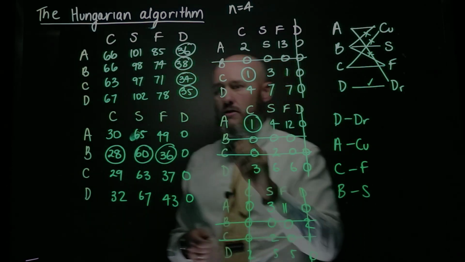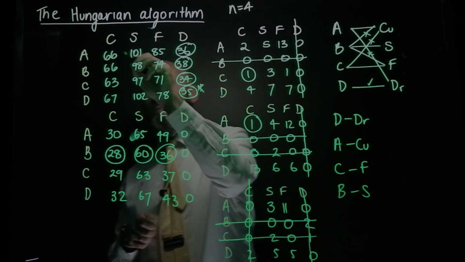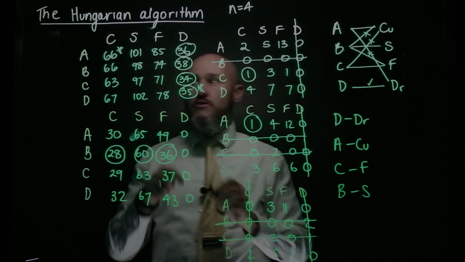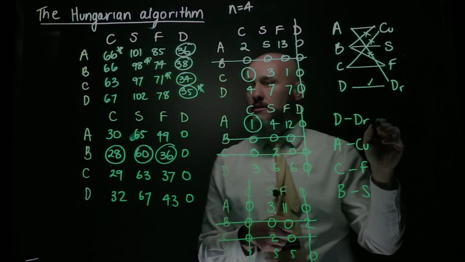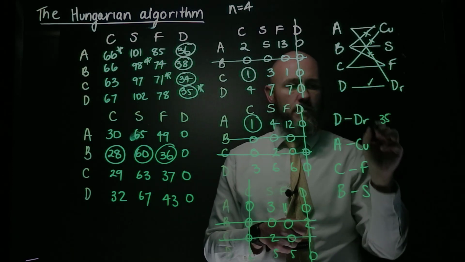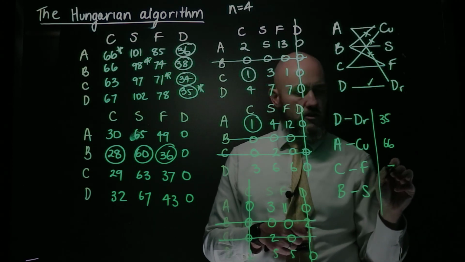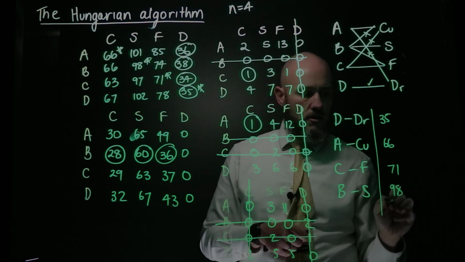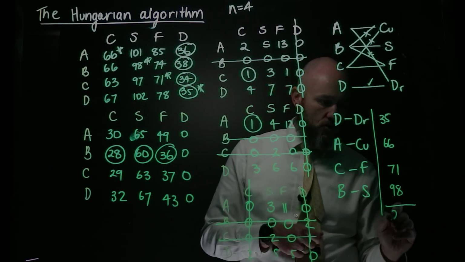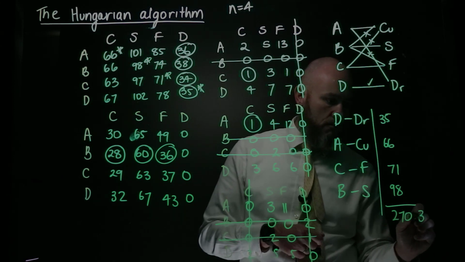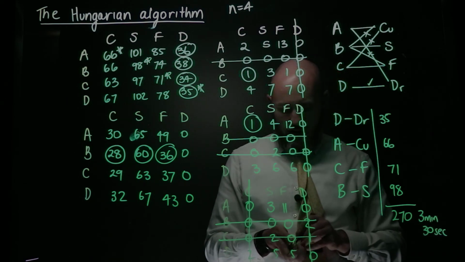So I'm going to do some circling. D is DR, or actually I'll do some starring because I've already done some circling here. A is CU, B is S, and C is F. So I get 35, 66, 90, no that's not, that's 71, and then that's 98. And when I add all those together, I get 270, or 3 minutes and 30 seconds. So there's our answer to part A.